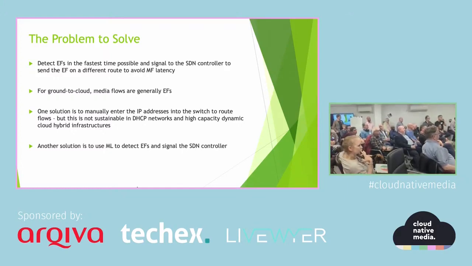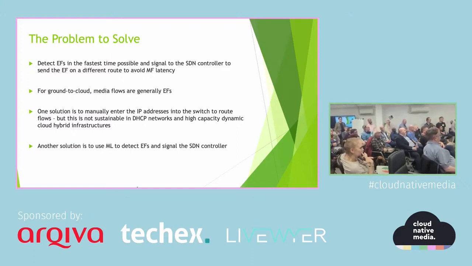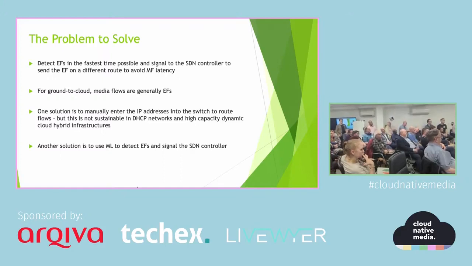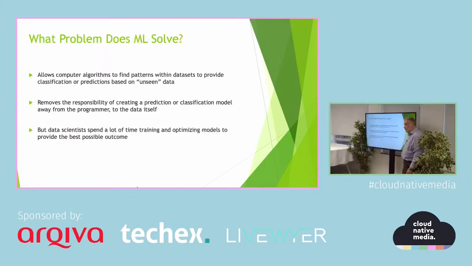So another solution is to use machine learning to detect elephant flows and signal the SDN controller. And this is the other part of my research. So my left leg was in IP, and now we come to my right leg, which is in machine learning. So what problem does ML solve? It allows computer algorithms to find patterns within datasets to provide classification or predictions based on unseen data.